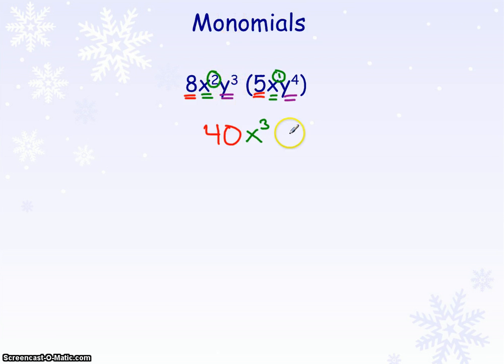Same thing with the y's. You have y to the third and y to the fourth. So you're going to keep the y and you're going to add the exponents. So 3 plus 4 is 7. So that is the answer to multiplying these two monomials. 40, x to the third, y to the 7th.